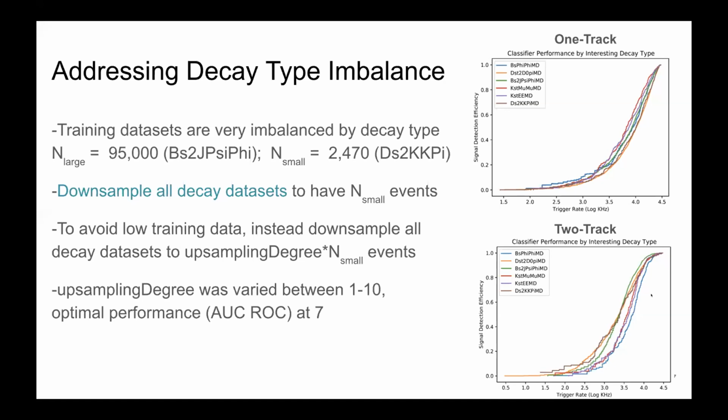So one way to address this decay type imbalance is just to downsample all of our training data so that we have the same number of training events for all of the decay types. But downsampling to 2,500 decay examples, that's a pretty low amount of training data. So instead, we downsample to the number of the smallest decay type times some integer, what we call the upsampling degree. I vary this integer between values of 1 to 10 and pick the optimal one. And that was at an upsampling degree of 7. So we downsampled all of our decay types to 7 times 2,500, essentially.